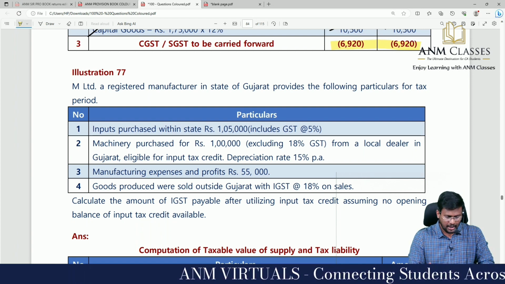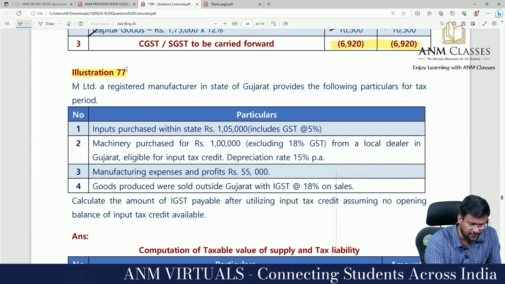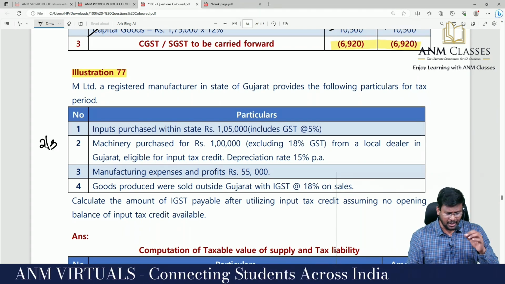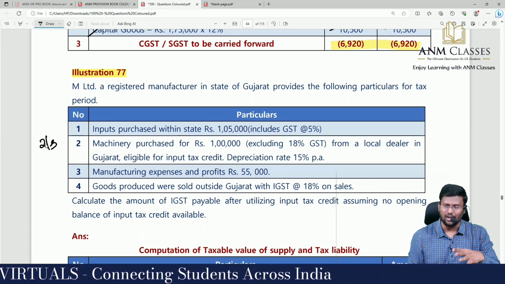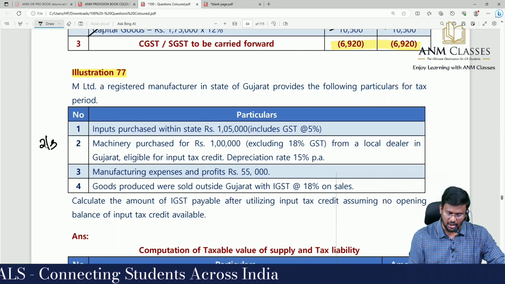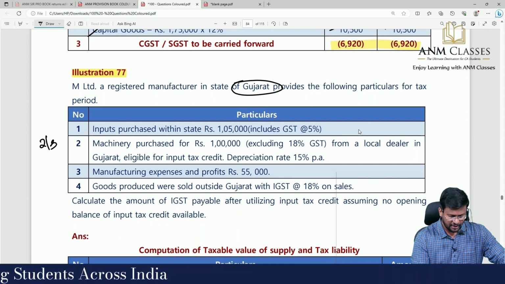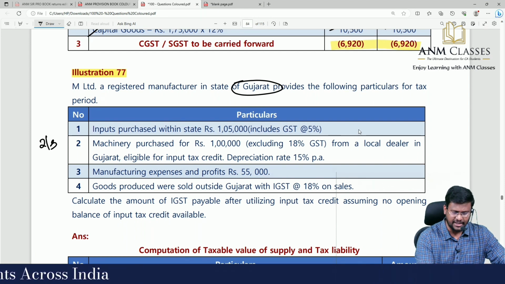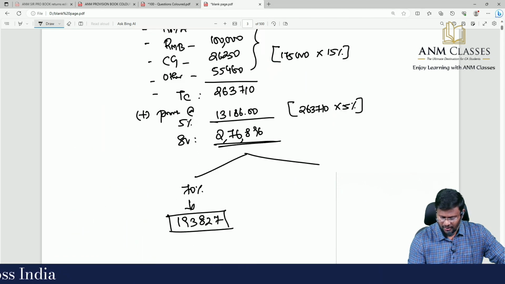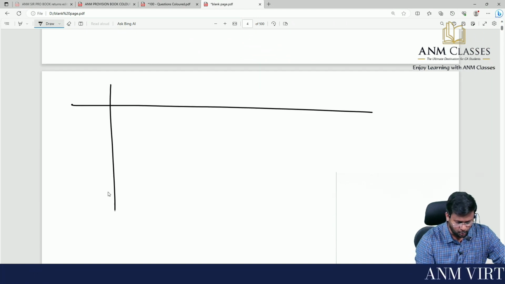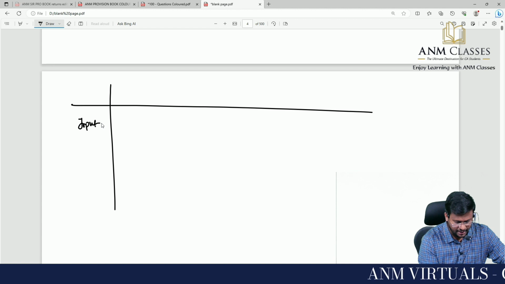I'm moving to illustration number 77, which is 2 out of 3. M Limited, a registered manufacturer in the state of Gujarat, provides the following particulars of the tax period. Input purchase within the state 1,05,000. Shall we prepare the cost table? First, with regard to input, what is the total?